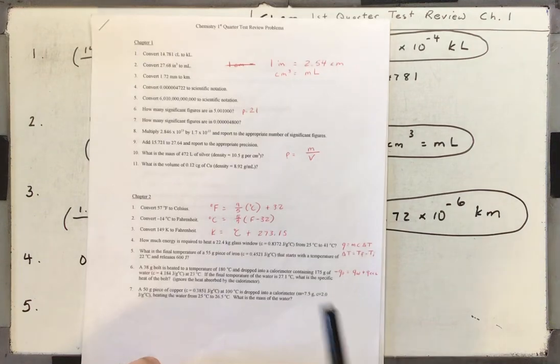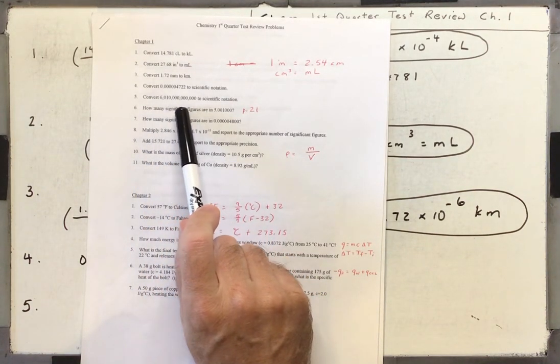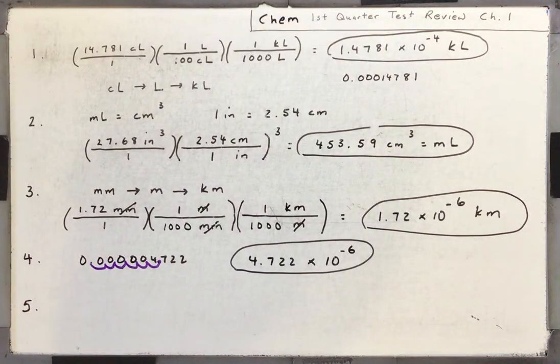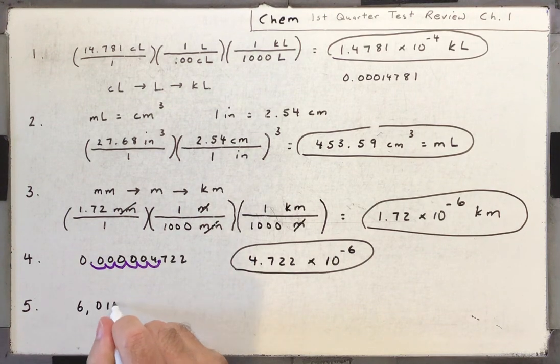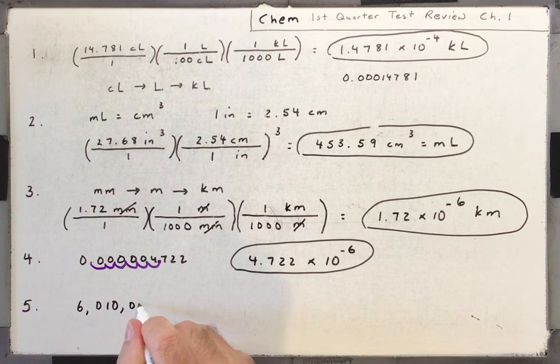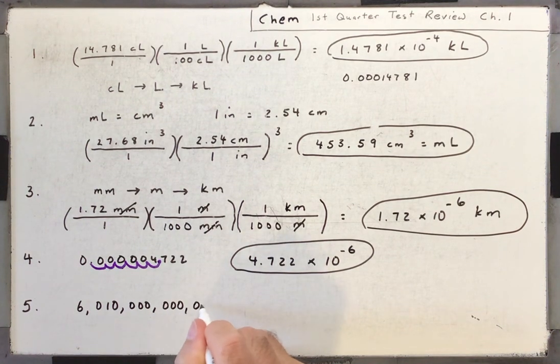Okay, number 5, convert, oh, look at that big number. 6,010, and then nine zeros, to scientific notation. Okay, let's write all this down. Got 6, 0, 1, 0, and then we've got 9 zeros.